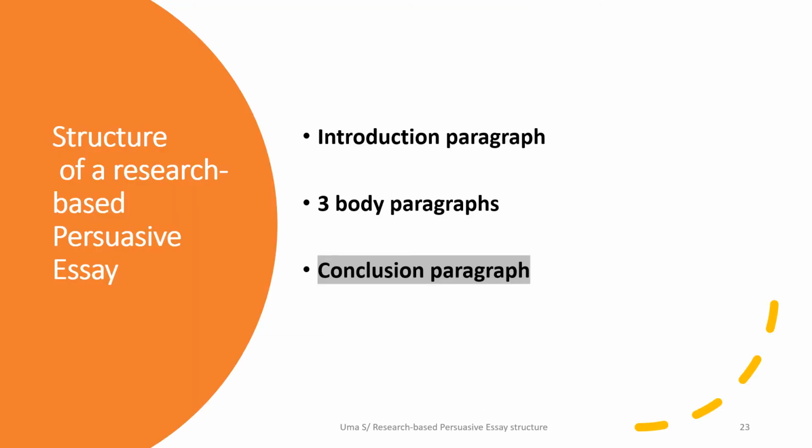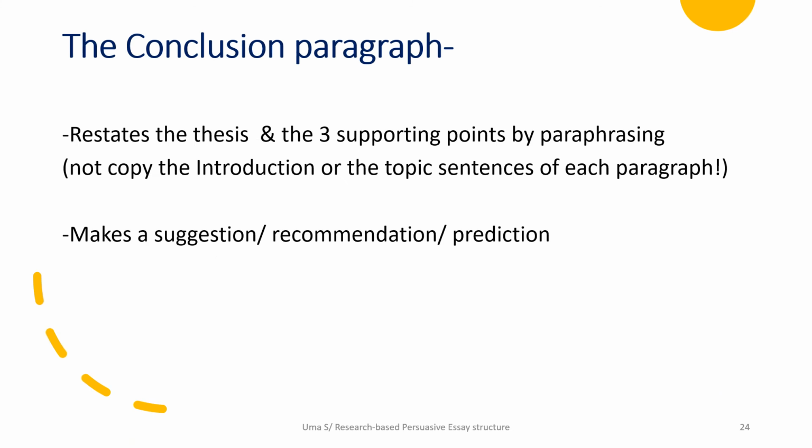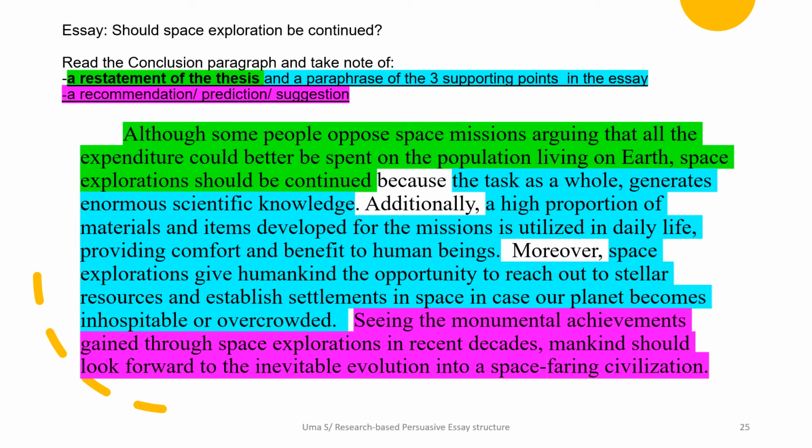Now that we have examined the body paragraphs, we will look closely at what goes into the conclusion paragraph. The conclusion paragraph paraphrases the thesis and the three supporting points. It ends with a suggestion or a recommendation or a prediction. Here is the student's conclusion paragraph, which paraphrased the thesis highlighted in green and the three supporting points mentioned in the body paragraphs of the essay, highlighted in blue. It ends with a prediction highlighted in pink.